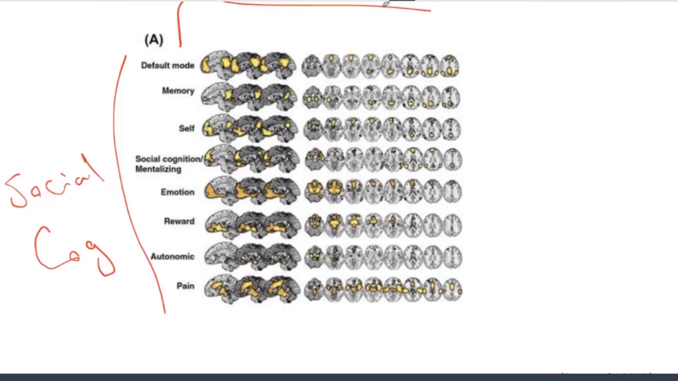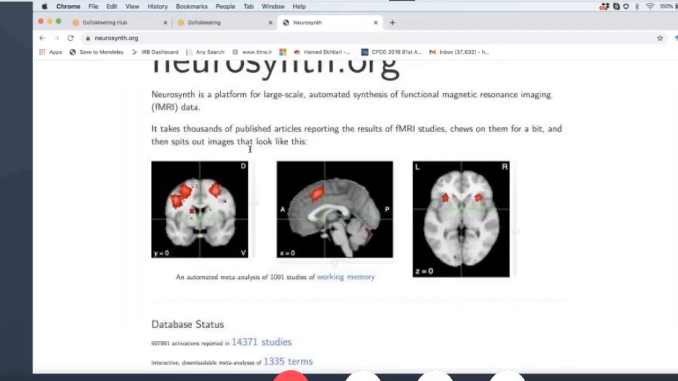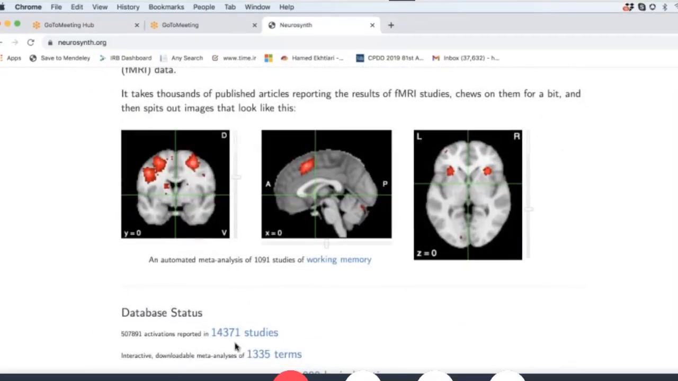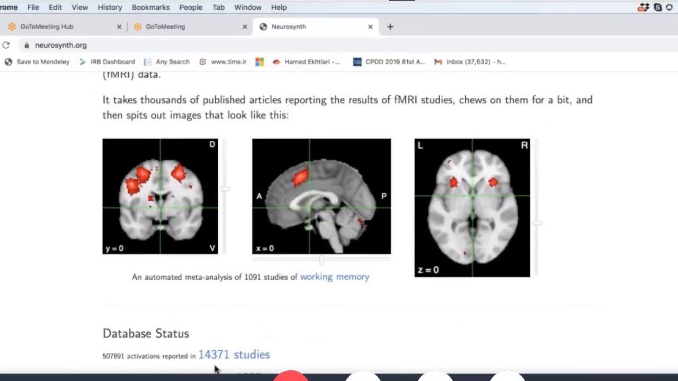If you just Google Neurosynth in your computer, you will find a website which is interesting. Let me just bring it up. So if I just go to the Neurosynth website, this is the website that they have. And they have 14,000 fMRI studies in their database.